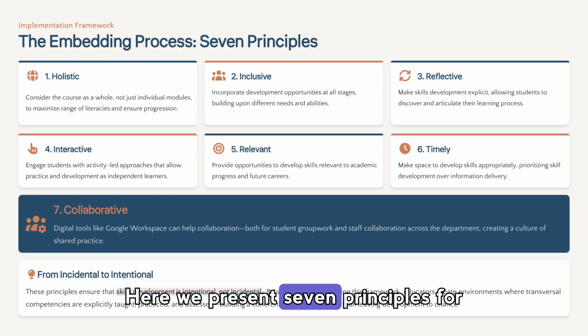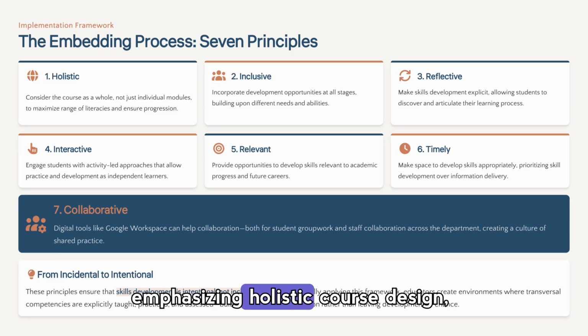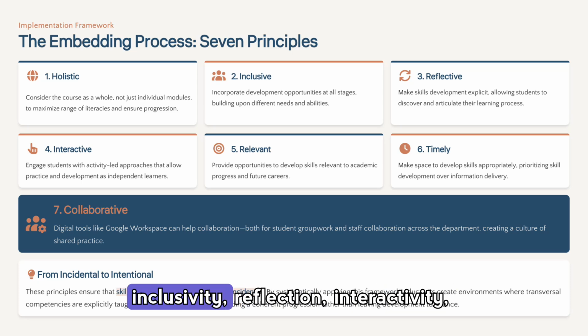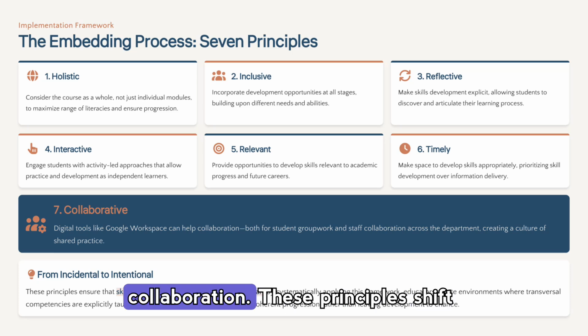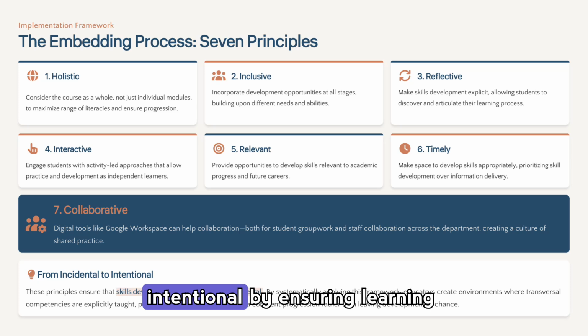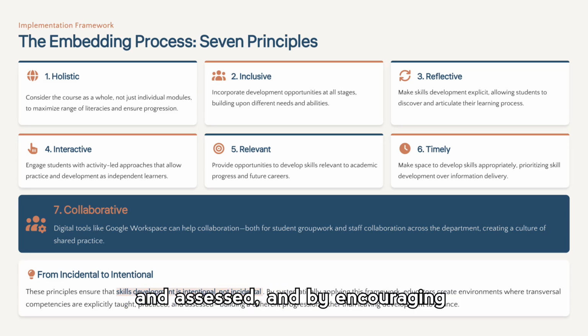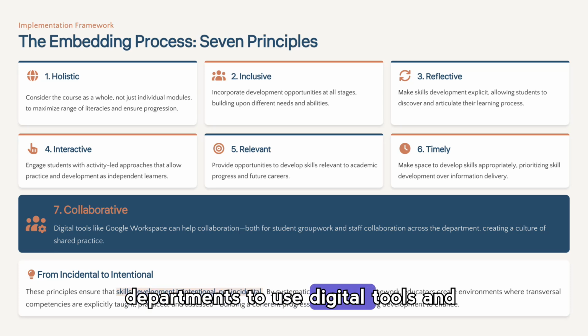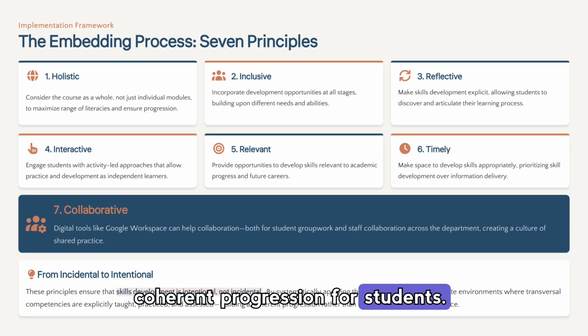Here we present 7 principles for embedding transversal skills, emphasizing holistic course design, inclusivity, reflection, interactivity, relevance, appropriate timing, and collaboration. These principles shift development from incidental to intentional by ensuring learning opportunities are explicit, practiced, and assessed, and by encouraging departments to use digital tools and shared practices to create a coherent progression for students.